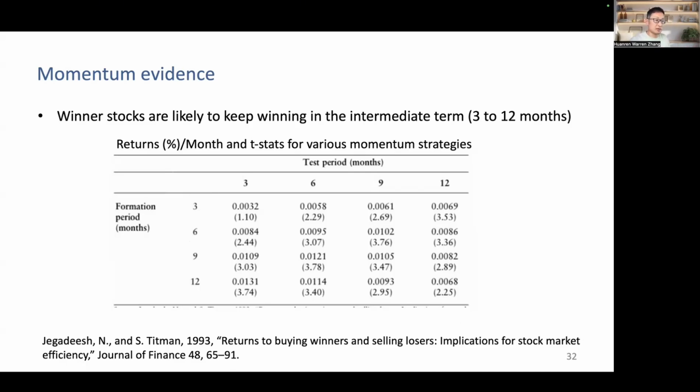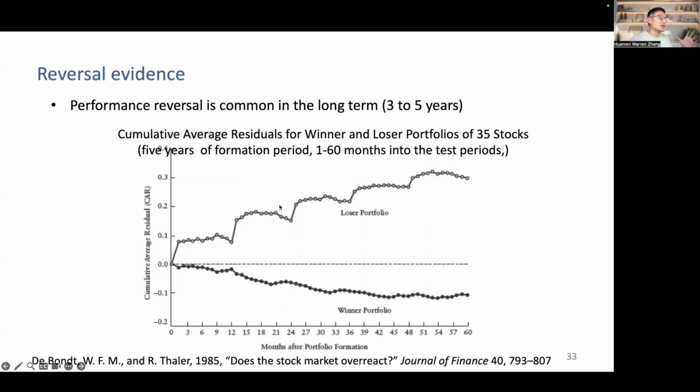In 3 to 12 months. Based on the previous slide, we can understand this as evidence of lagged reaction, because people take some time to react to the news. So we observe this momentum in the intermediate term. But if we extend our scope to a longer time horizon, the corresponding evidence will be different.